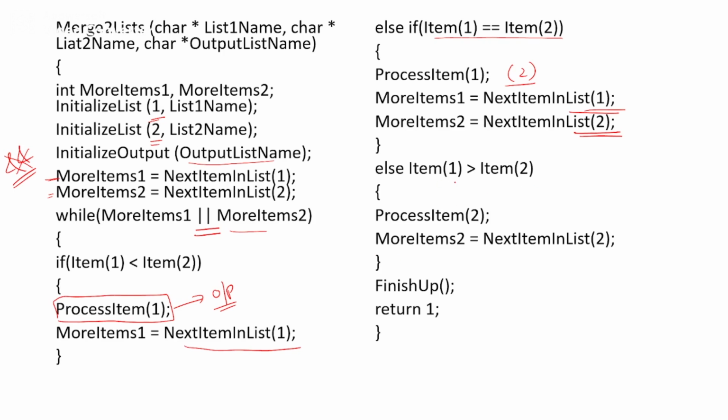If item 1 is greater than item 2, then process item 2, then more item 2 is the next item in list 2. Then after this, if you don't have any item in your lists, if more item 1 and more item 2 are both empty, then finish up and return 1. So this is how you are going to do the merging process, the co-sequential merge operation.